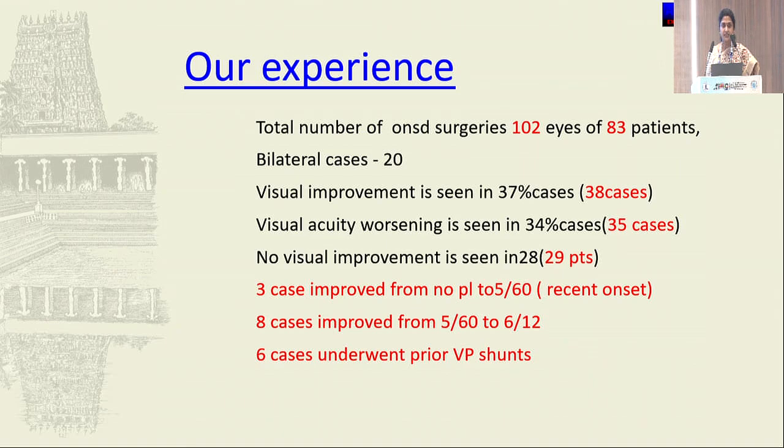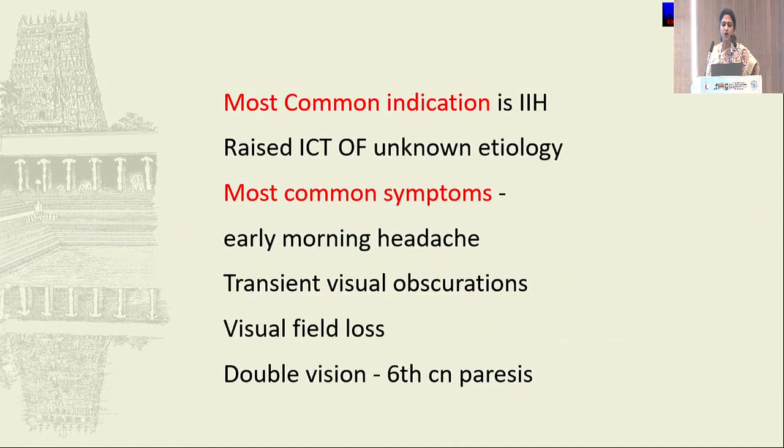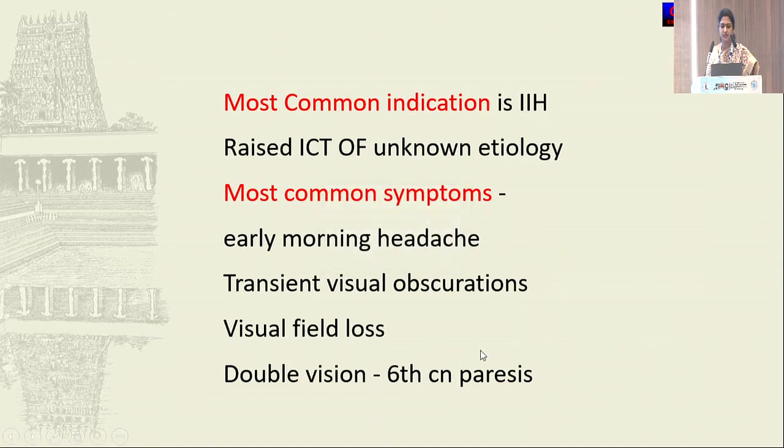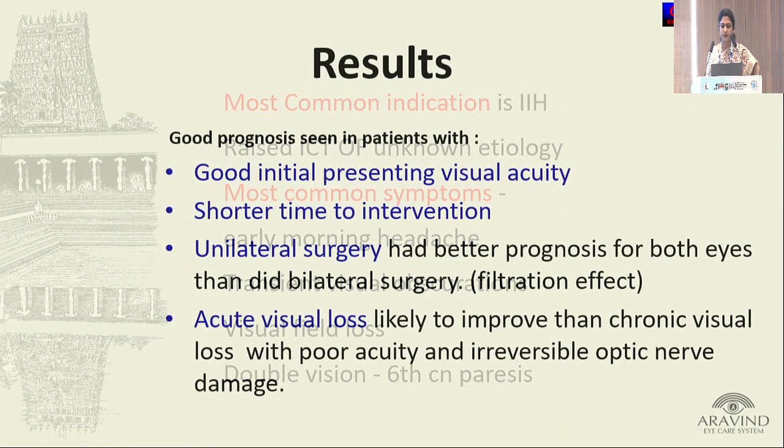So there are cases which have improved from no PL to 5/60, which is again to be kept in mind, it was a recent onset, so it was referred early to us. Cases improved from 5/60 to 6/12, and there were 6 cases which underwent prior VP shunts as well. So the most common indication is IIH, raised ICT of unknown etiology. Most common symptoms are early morning headaches, transient visual obscurations, visual field loss, double vision, sixth nerve paresis.